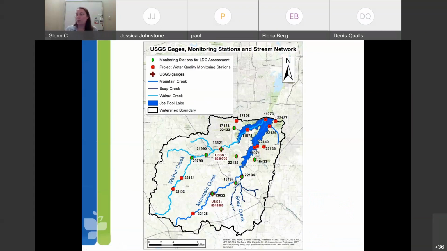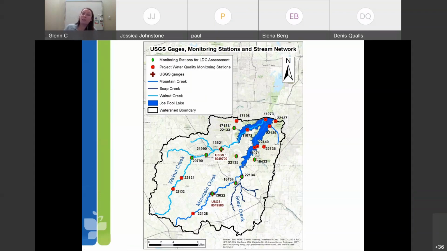Alrighty, so here are our monitoring stations. LOADEST can't use any of the stations within the body of the lake here, so we need a paired stream flow. The green diamonds overlaying the red box here are all the monitoring stations that we used for the load duration curve assessment. And then we have two USGS gauge stations, 13621 on Walnut Creek and 13622 on Mountain Creek.